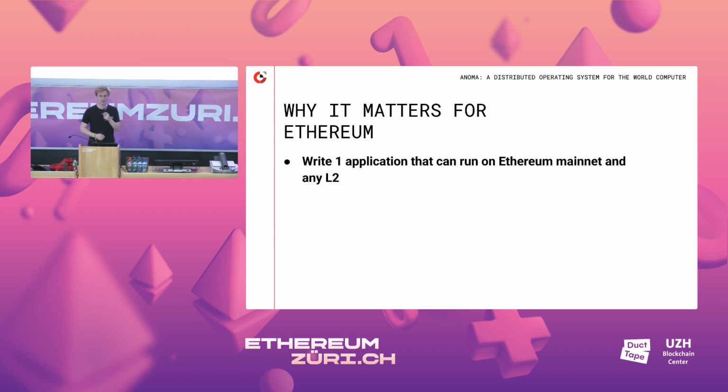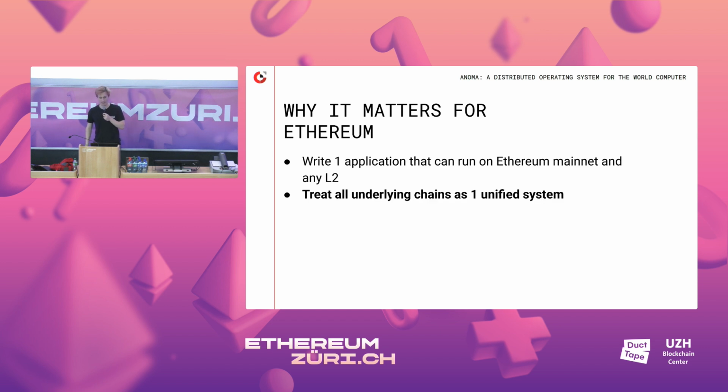You just build an application against the operating system, and then the users make the choice, because some users may want to be on Ethereum, some want to be on Arbitrum, some on Solana, someone may want to be on multiple things at the same time, right? And so now as a developer, you don't have to make that distinction anymore. You just build an application and users pick where the runtime is actually happening. It also means that you can treat all underlying chains as one unified system or one unified chain.